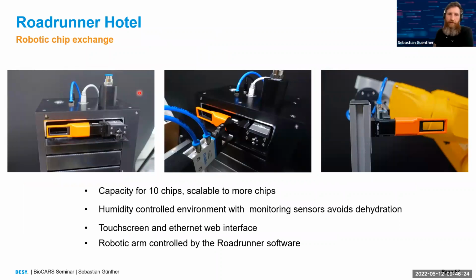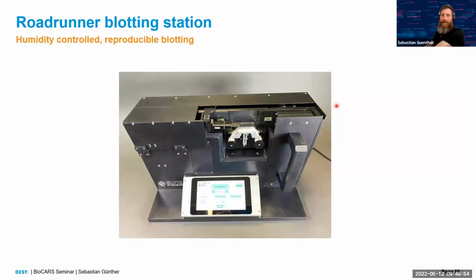To increase also the throughput, we are also working on more automation. For example, we have a hotel for these larger Roadrunner chips where you can put up to 10 chips in. So you can prepare them, blot them, put this cover shown in orange on top. You put them in here, you have humidified gas coming in, so you can keep your samples happy until the beamline is ready. Then you can have a robotic gripper taking the sample from the hotel and mounting it on your goniometer. And the very latest tool we developed is the blotting station, you see here.